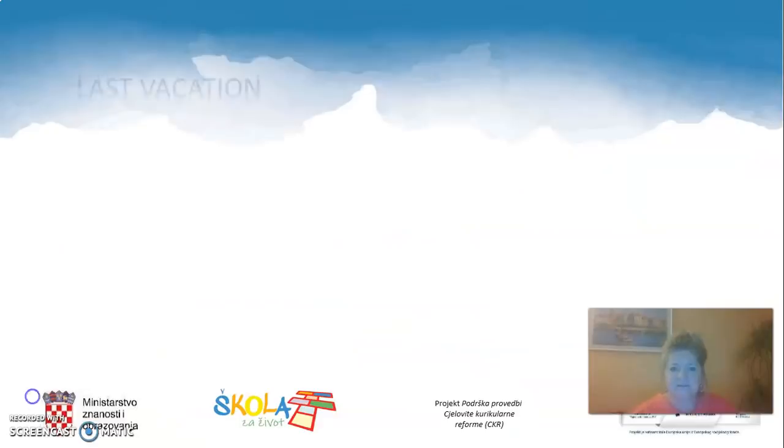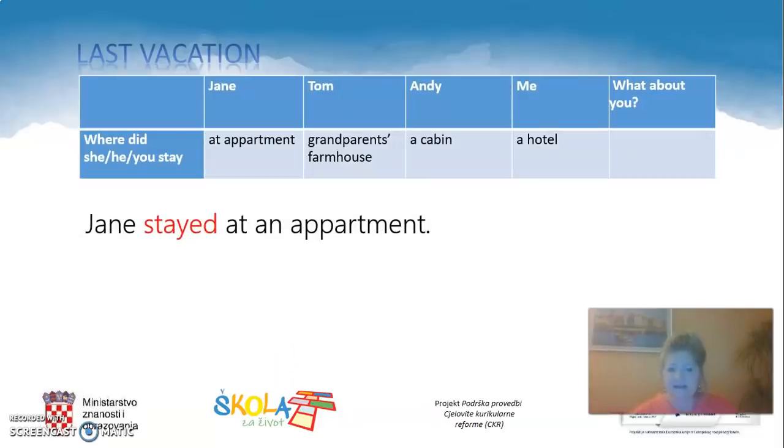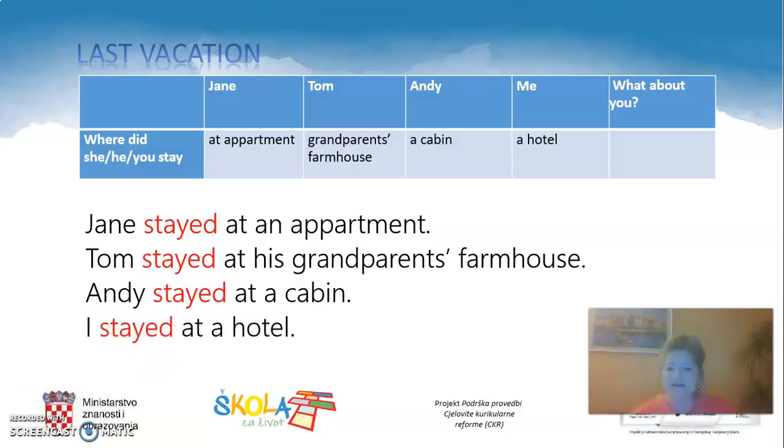Let's see about you and me, of course. Where did they stay? Jane stayed at an apartment. Tom stayed at his grandparents' farmhouse. Andy stayed at a cabin. And me, I stayed at a hotel.